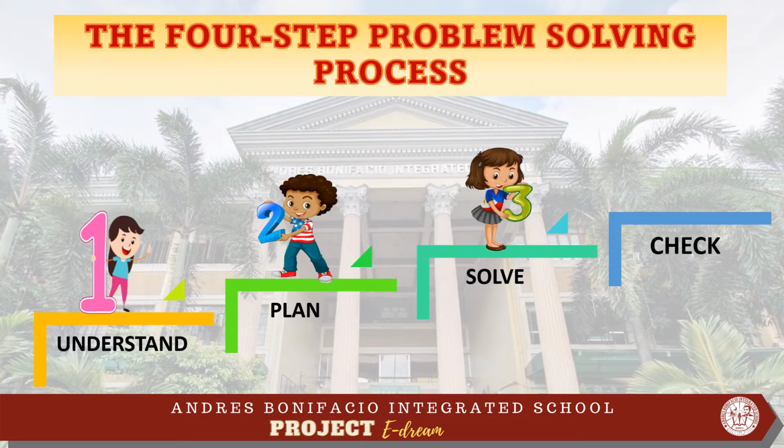Third step is to solve. This is where you solve the equation that you came up with in your plan step. And lastly, check. Basically, we need to check to see if your answer makes sense and you used all the information. Make sure that you write your final answer with the correct unit or interpretation.